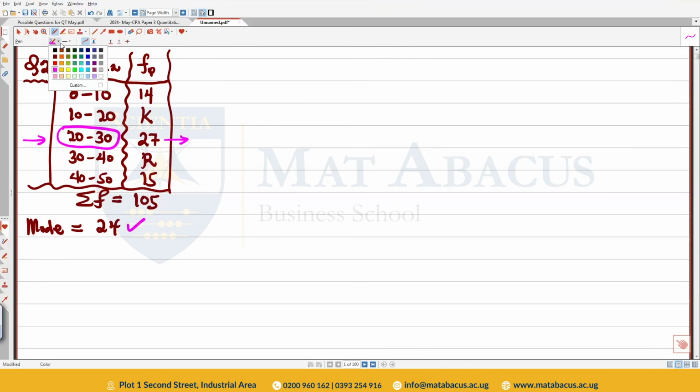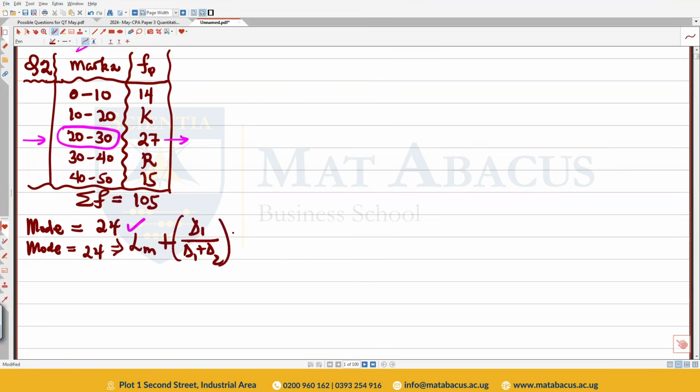So you smartly come in your exam and you say mode is equal to 24, which is equal to, formula is L_M plus D1. And by the way, this formula is provided at the back of the question paper. All formulas are given at the back of the question paper. There's no need for you to struggle recalling the formulas. So mode is equal to L_M plus D1 over D1 plus D2, multiply this by C.